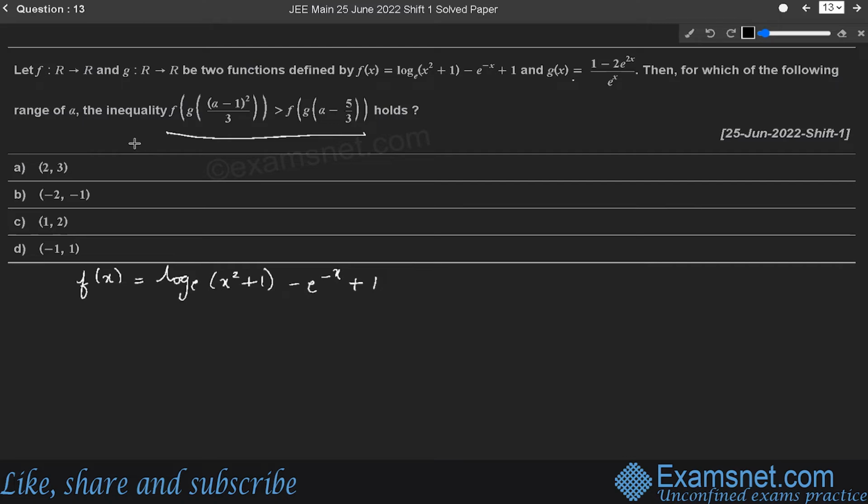The function is given, f of x. So f dash x will be equal to 2x upon (x square plus 1) plus e^(minus x). So this will be equal to 2 upon (x plus 1 by x) plus e^(minus x), where x belongs to R.